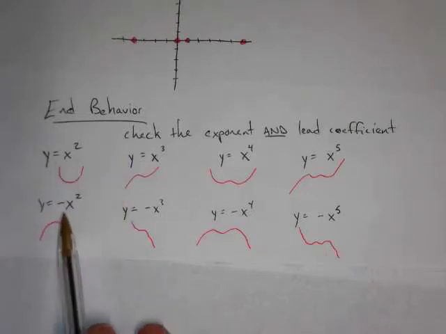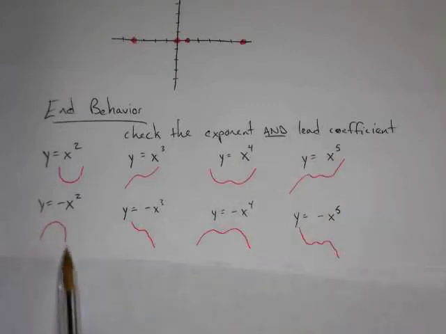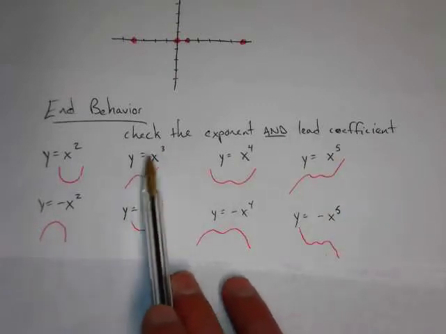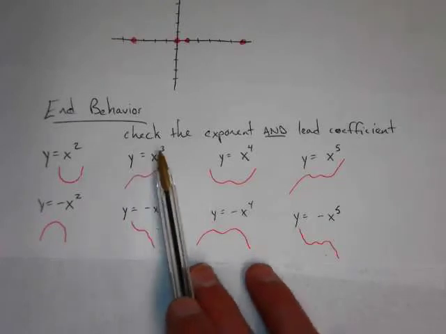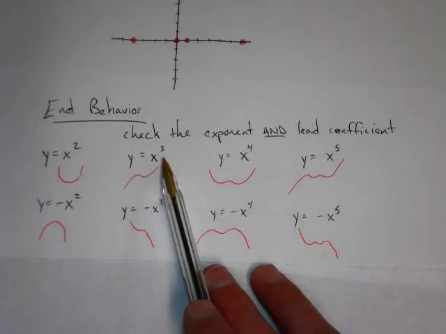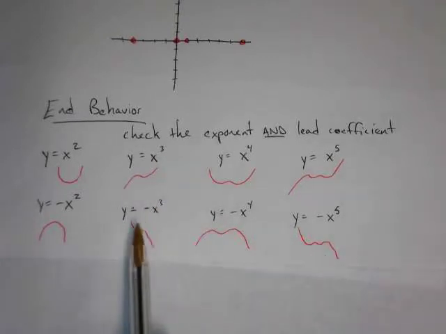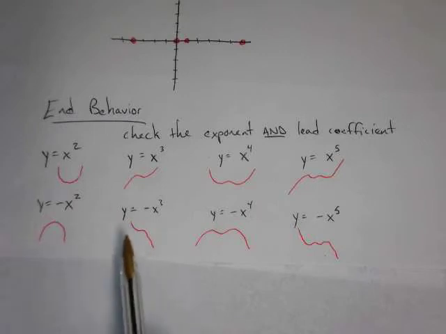If it's negative x squared, checking the lead coefficient, it's going to open down. If it's x to the third power, notice it's a lot like y equals x to the first power, a straight line, but it has a bump. So it's x to the third power opening up with a bump. If it's negative x to the third power, it's like negative x, but with a bump.